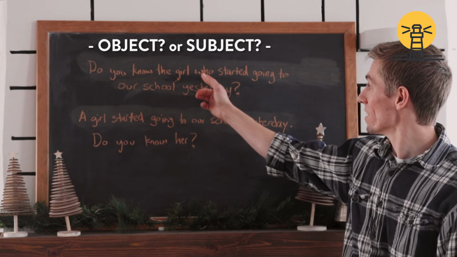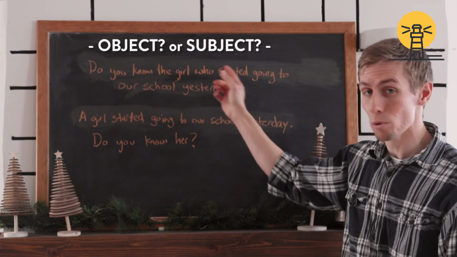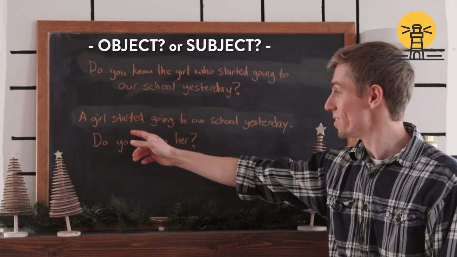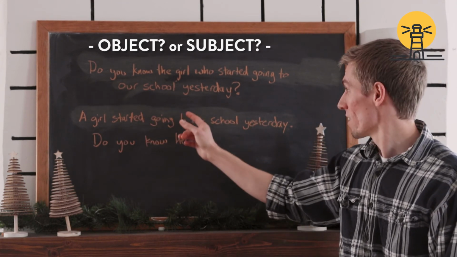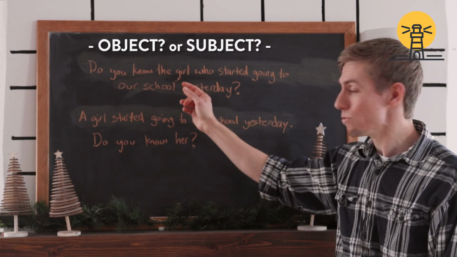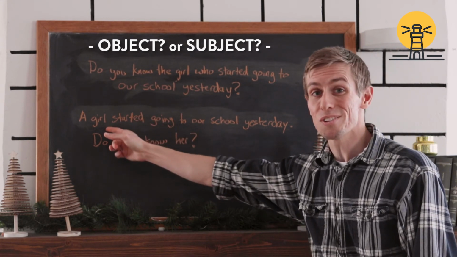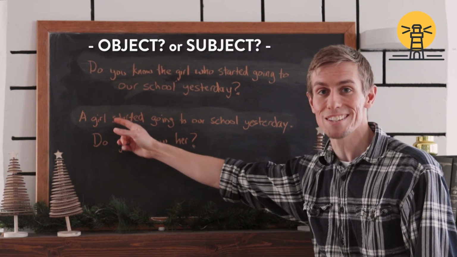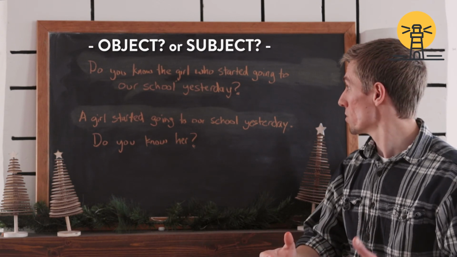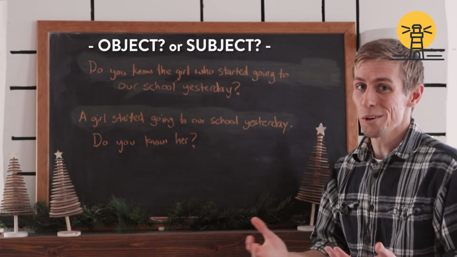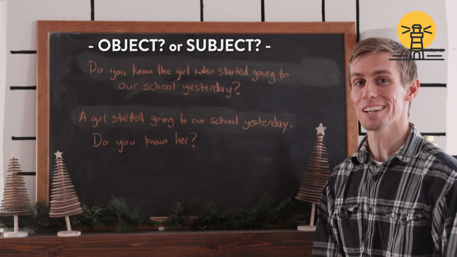We're trying to decide if the relative pronoun who can be taken out of the sentence. So we're going to break the sentence up into two shorter sentences. "A girl started going to our school yesterday." "Do you know her?" Now we need to figure out, is girl functioning as the object or the subject in this new sentence? In this case, it's functioning as the subject. And because it's functioning as the subject, we need to keep who in the sentence. We can't say, "Do you know the girl started going to our school yesterday?" We can't say that in English. We have to leave who in here because girl is the subject of the sentence.